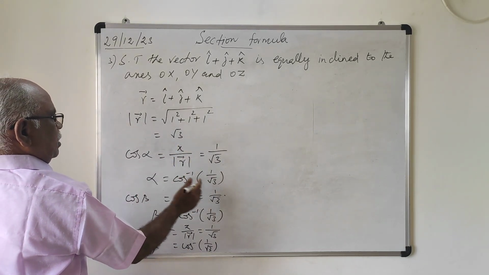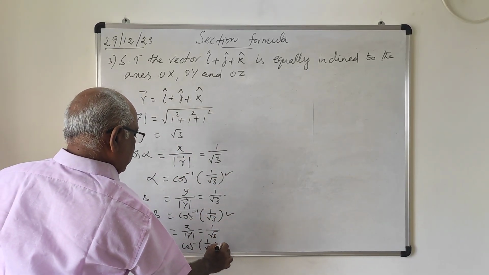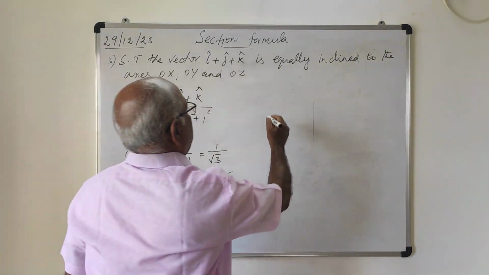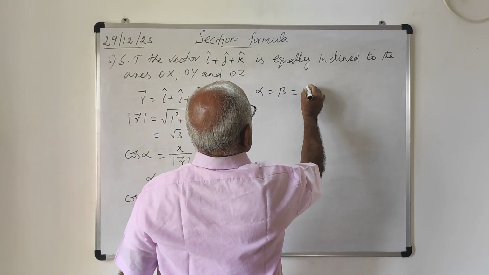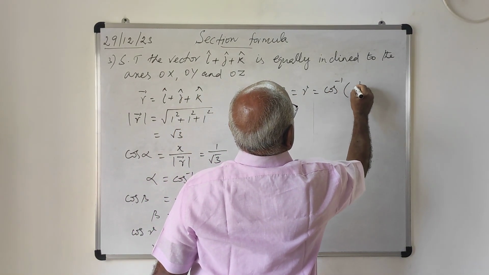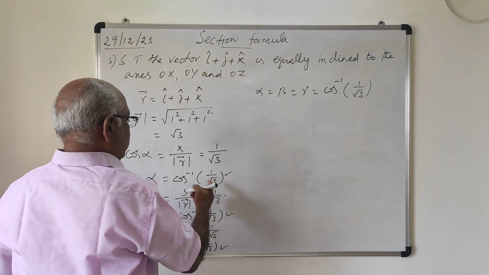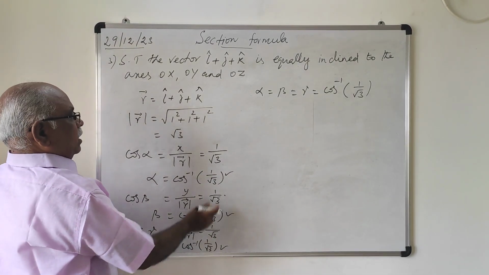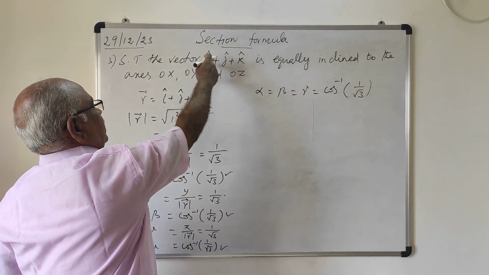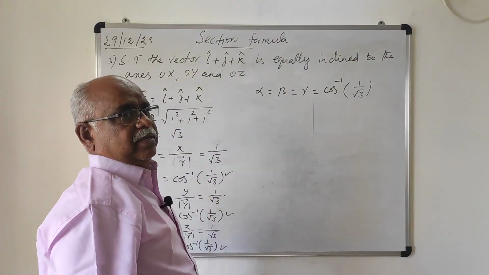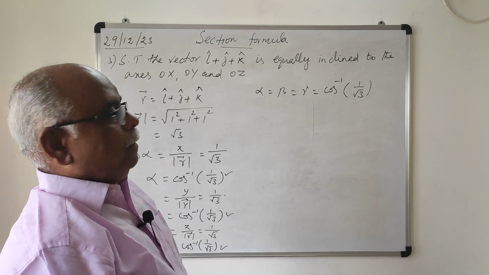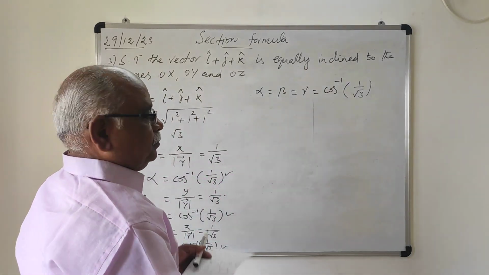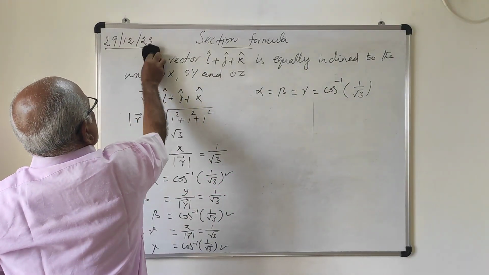So alpha, beta, gamma are equal. All are cos inverse of 1 by root 3. Equal angles. Therefore, alpha equals beta equals gamma, all three angles are equal to cos inverse of 1 by root 3. Therefore, the given vector is equally inclined, with the same angle, with the coordinate axes. That's all about this problem.